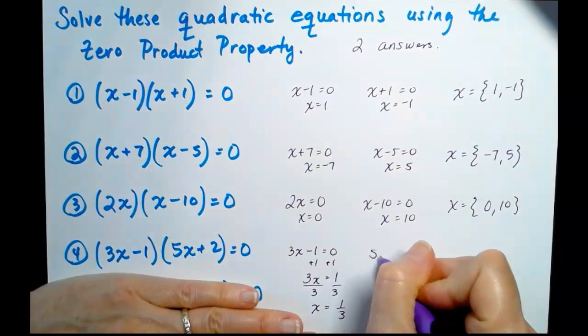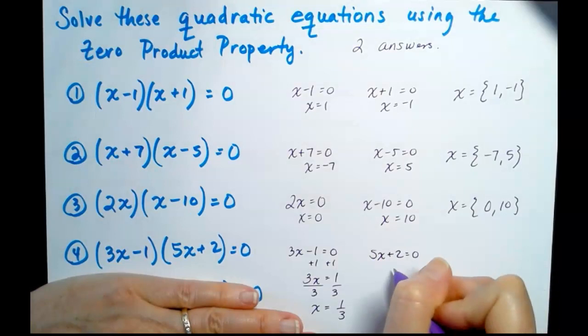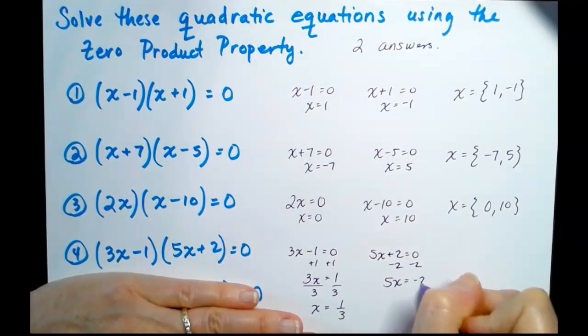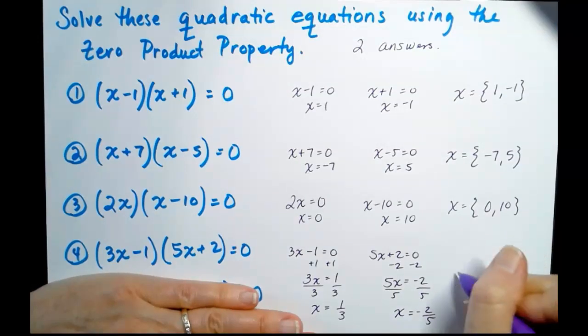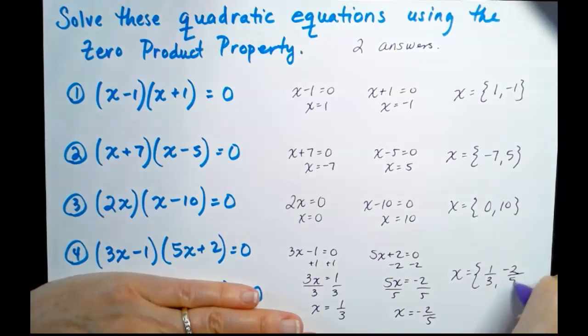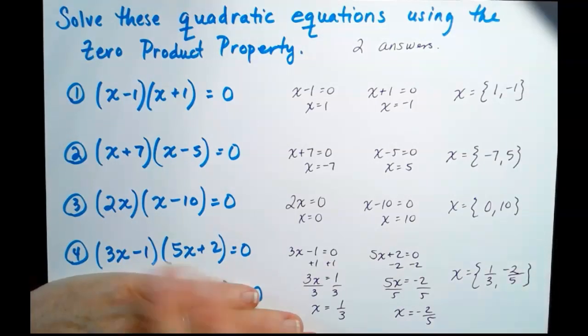Set your second factor equal to 0. So minus 2, 5x equals negative 2. Divide by 5, x equals negative 2/5. Yes, we're going to get fractions, and fractions are our friends, and that's okay. So x equals 1/3, and x can also equal negative 2/5. So number 4, 2 distinct factors with 2 distinct answers.